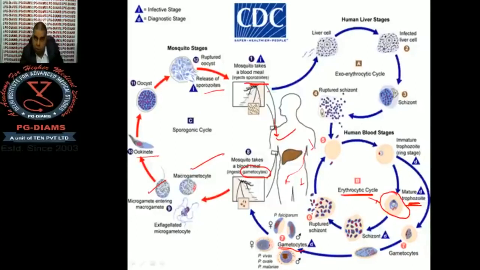What was my fourth question? My fourth question was: who among the following produces relapse? So Plasmodium falciparum is the only strain which does not produce relapse. All the other 3 forms, Plasmodium vivax, ovale and malariae, produce relapse. How do they produce relapse? They enter into liver cells and they lead to the exoerythrocytic cycle.